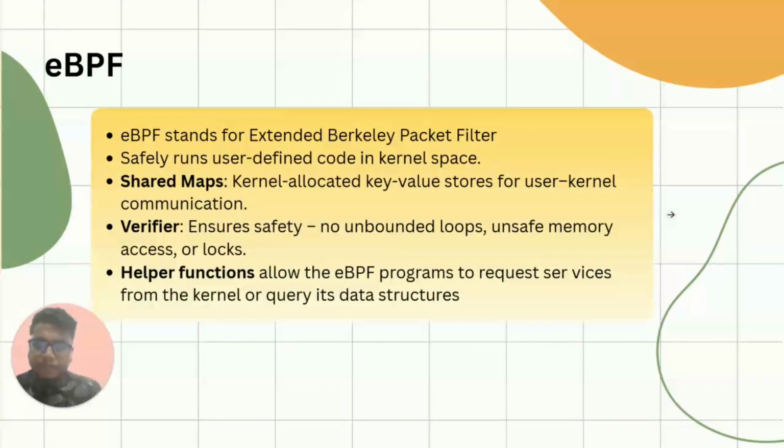eBPF, the secret weapon. eBPF, or the extended Berkeley Packet Filter, lets us safely run custom code inside the kernel. It is verified before execution, sandboxed, and extremely fast. Think of it as a programmable hook right inside the OS. That's what allows HyperTurtle to offload L1's logic safely into L0 without rewriting the kernel.